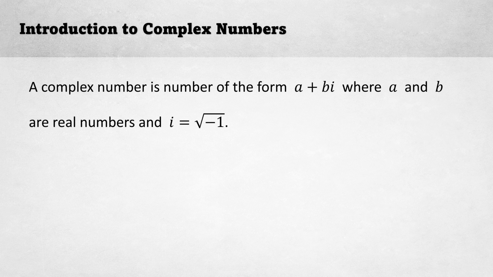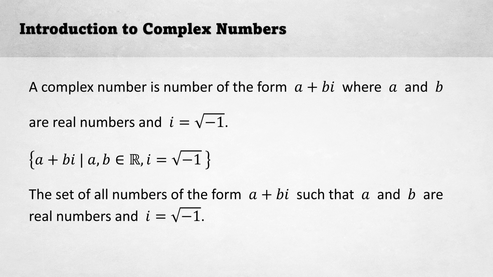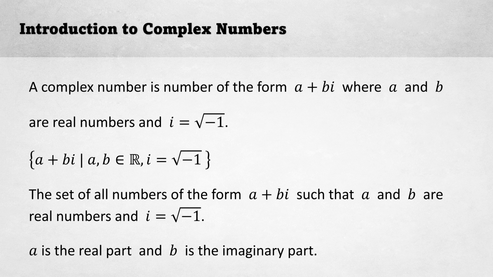So a complex number is a number of the form a plus bi, where a and b are real numbers and i is the square root of -1. We express the set of complex numbers using this set notation and read it as the set of all numbers of the form a plus bi such that a and b are real numbers and i is the square root of -1. a is the real part of the complex number and b is the imaginary part of the complex number.